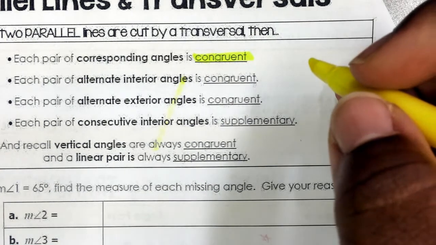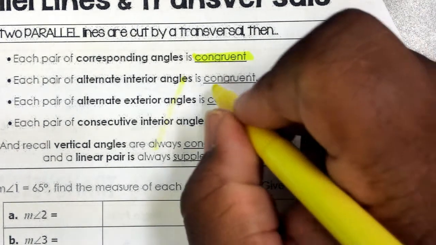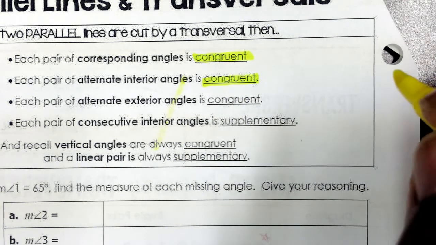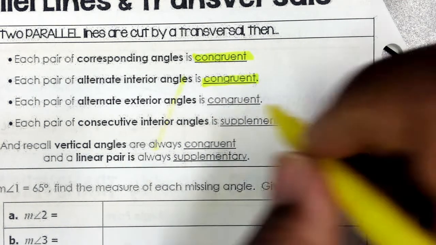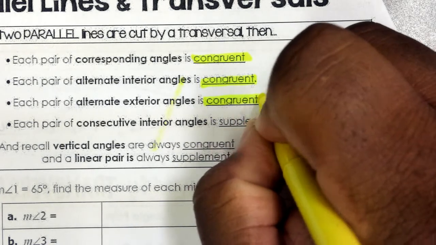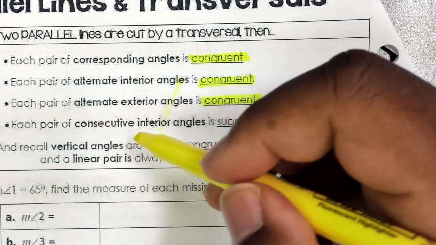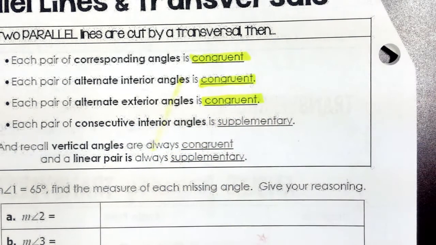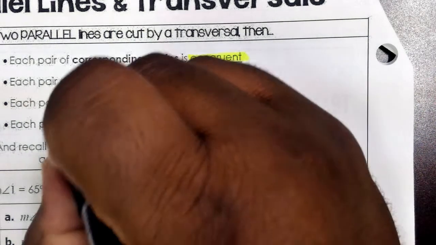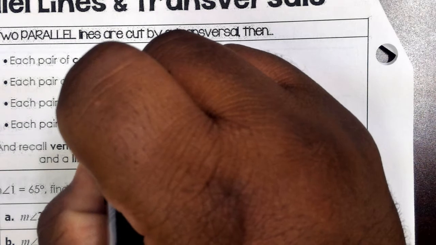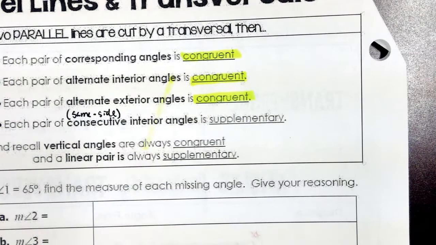Each pair of alternate interior angles is congruent. Each pair of alternate exterior angles is congruent. Here's where the switch happens. Each pair of consecutive interior angles, and we need to add in the word same side again. Let's put it on top in parentheses. Same side. It's supplementary.